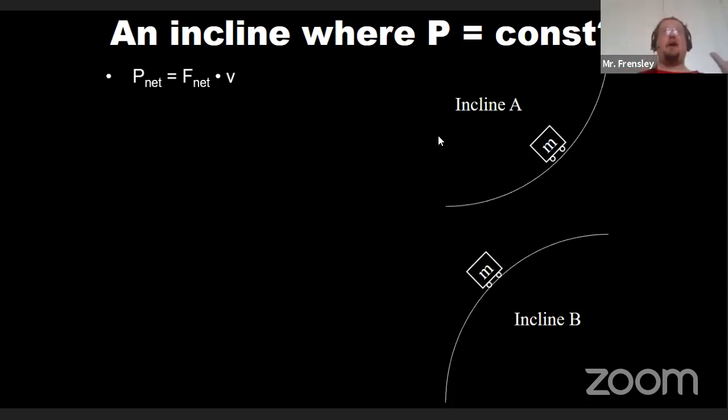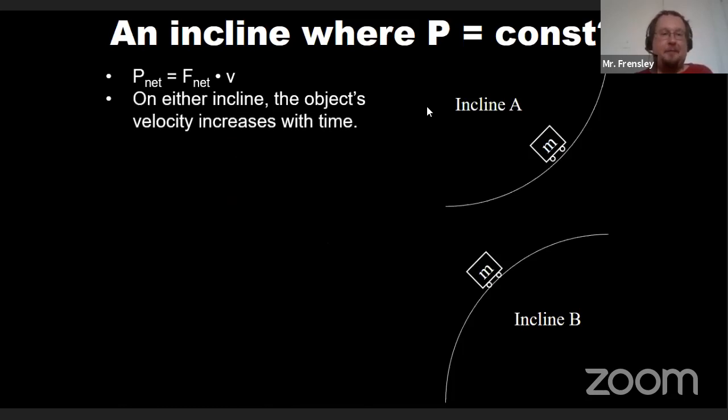So give yourself, I don't know if this is 4 or 5 points, but see how many points you can get. Let's start with our favorite. Power is force times velocity, right? Now, here's what I'm thinking. If power is going to stay the same, then if velocity increases, then we need force net to decrease, right?